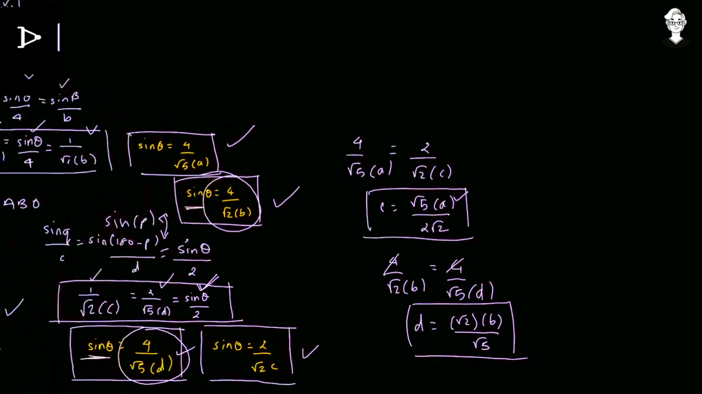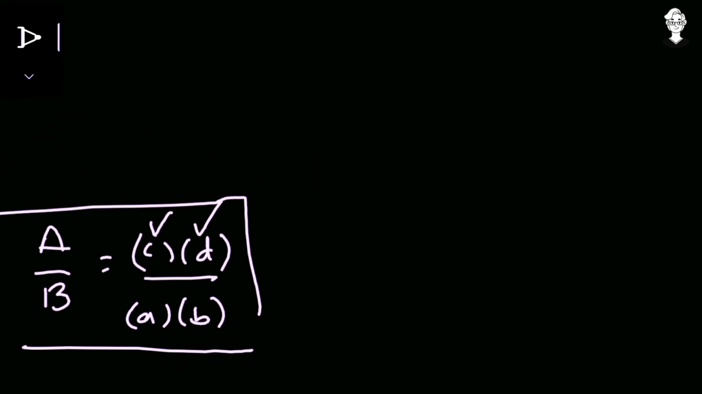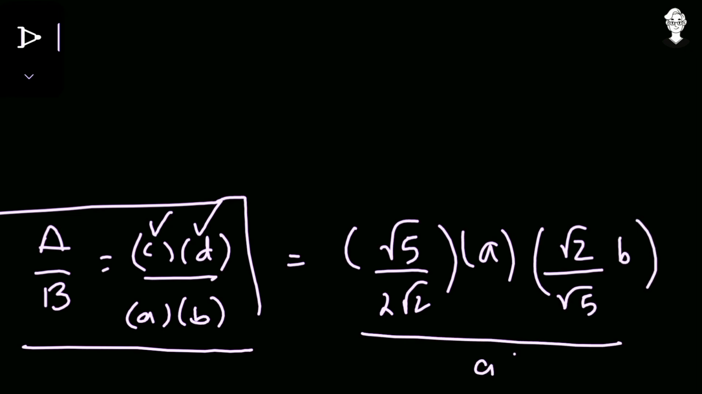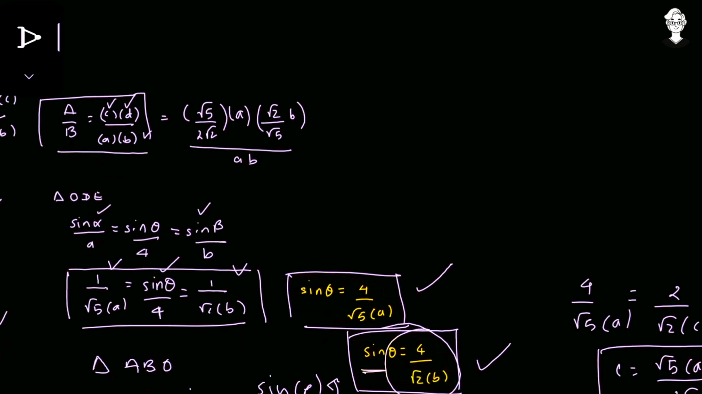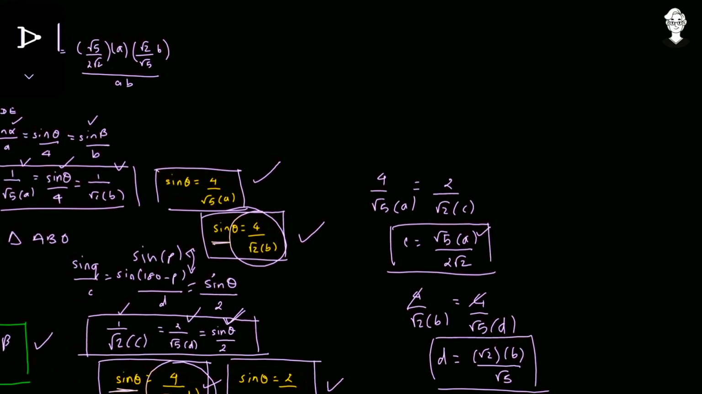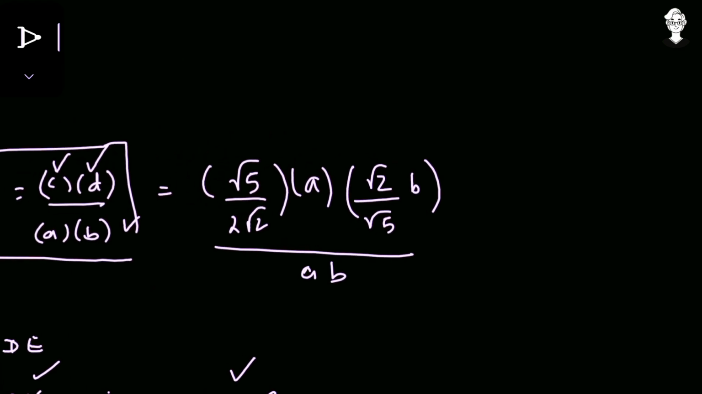So this C and D we can put the value over there. We just obtained the value of C, that is square root of 5 upon 2 square root of 2 into A. The value of D we obtained is square root of 2 upon square root of 5 times B, and in the denominator A and B. Let me again check if they are correct. Yes. Now A and B cancel out, AA, BB got cancelled out. Square root of 5, square root of 5, square root of 2, square root of 2.